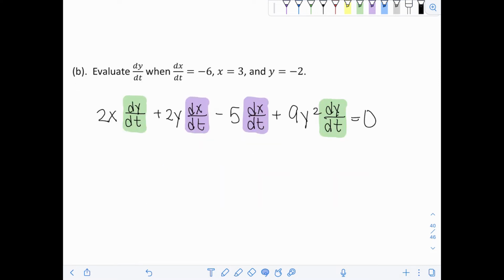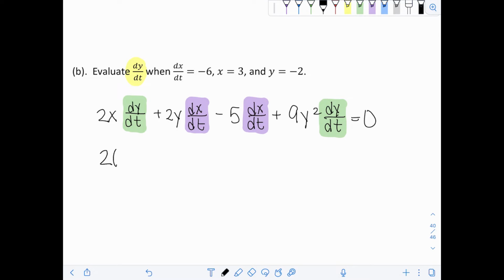But you might be given some values to plug in. So for the second part of this problem, we're trying to find dy/dt given these values for x, y, and dx/dt. So instead of having you isolate one, what I want you to do is actually plug in all the information that you do know to find the last part that you're looking for. So let me go ahead and start plugging everything in here.